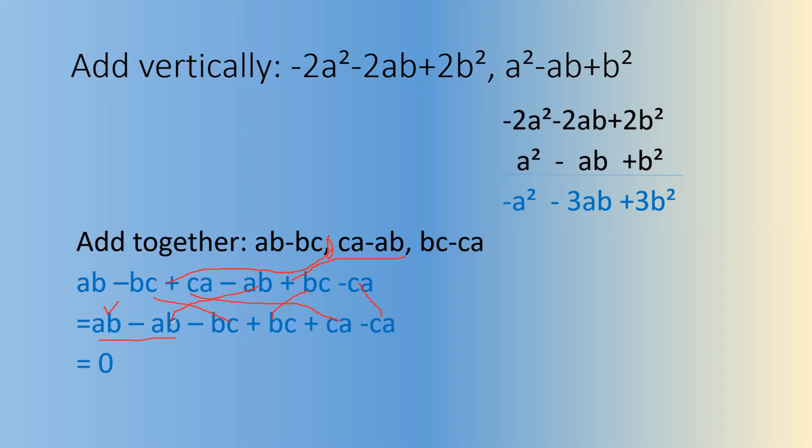Now plus AB minus AB, cancel. Minus BC plus BC, cancel. Plus CA minus CA, cancel. Just like plus 1 minus 1 is cancelled, in the same way plus AB minus AB cancels. So what do we get as the answer? We get the answer 0.